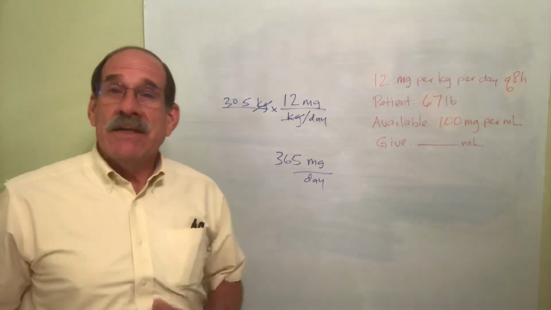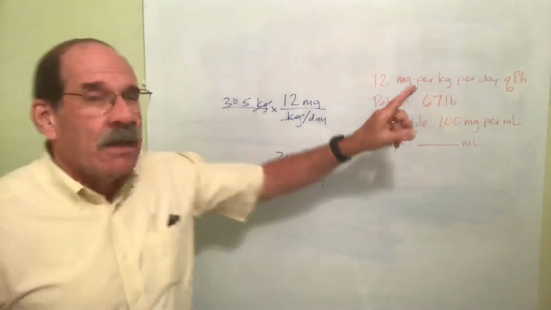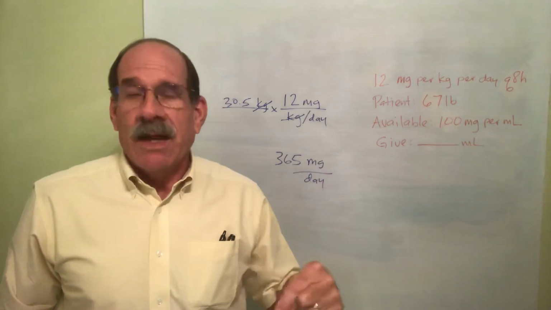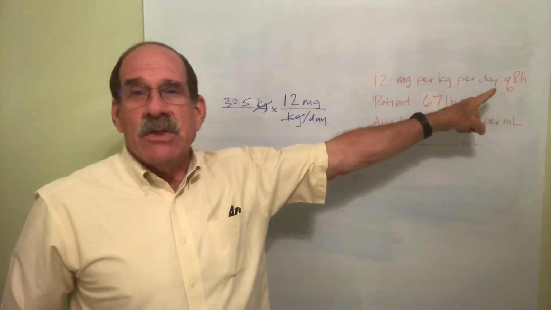Well, I need to know how many times a day this is given. Now, don't mess this up. That first one we did was QID. That means 4 times a day. I divided by 4. This says Q8H.